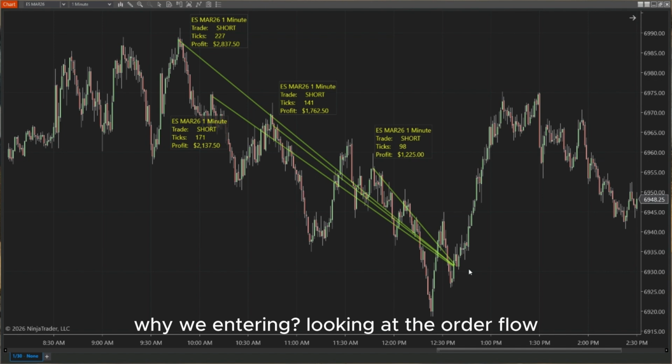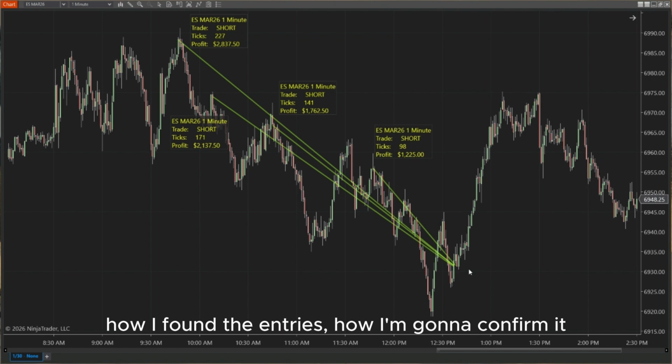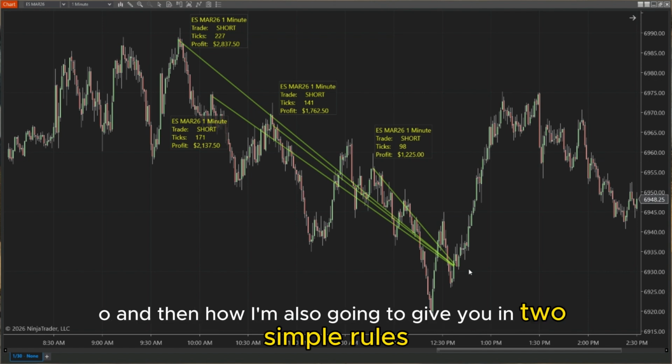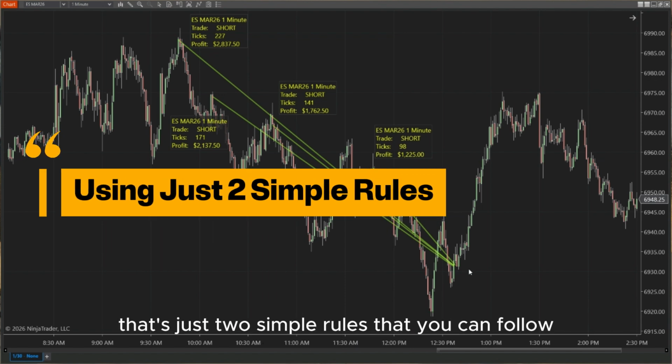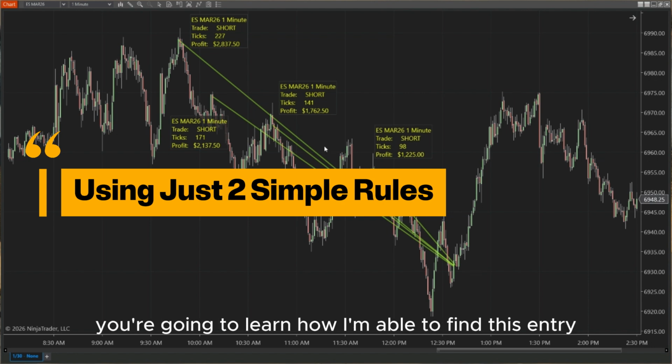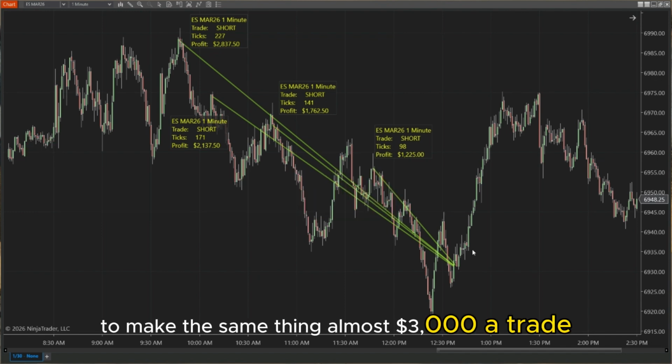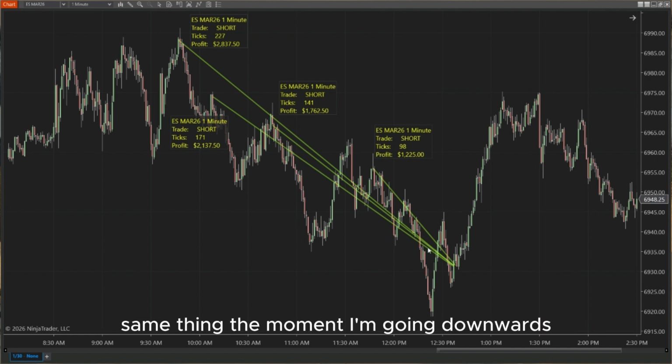Looking at the order flow, I'm going to walk you through what I see, how I find the entries, how I'm going to confirm it, and then how I'm also giving you 2 simple rules. Just 2 simple rules that you can follow, and then you can make the same trade entries. In this example, you're going to learn how I'm able to find this entry to make almost a $3,000 trade. Same thing, the momentum is going downwards.